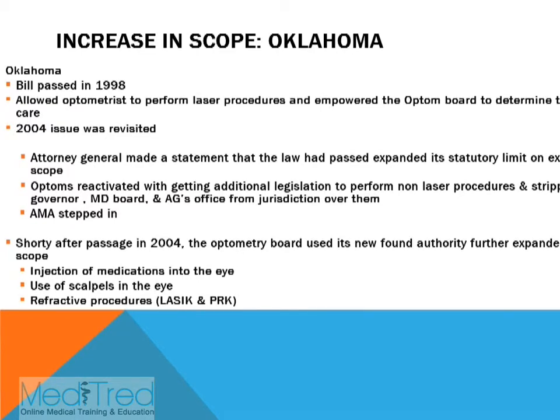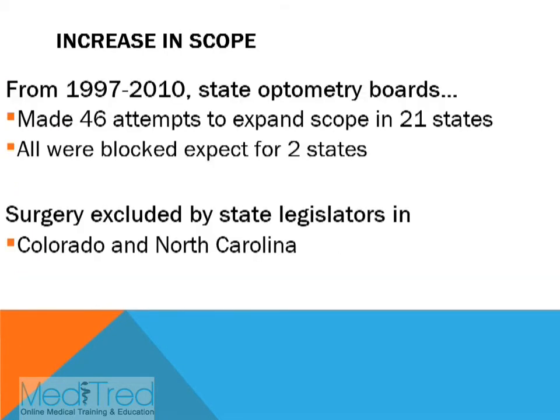And in 2004, this was revisited, and they expanded their scope of surgical practice to the point that they can inject medications into the eye, use scalpels in the eye, and perform refractive procedures such as LASIK and PRK. So if you go to Oklahoma today, you can find optometry doctors who are practicing optometry and on the side are able to inject medications into the eye, or use scalpels to dissect lumps and bumps off the lids and perform refractive procedures. And there are a few refractive centers manned by optometrists there.